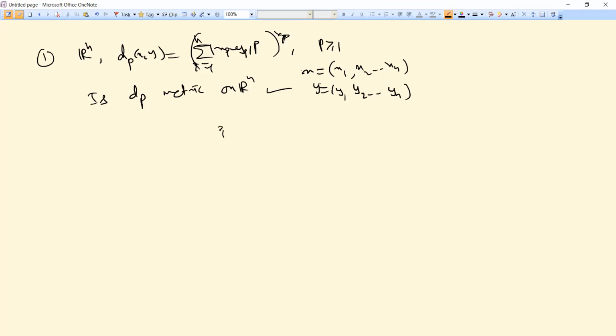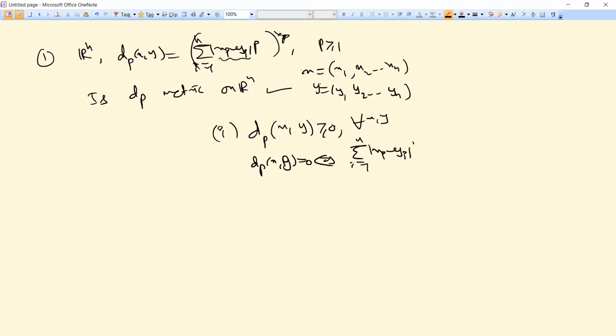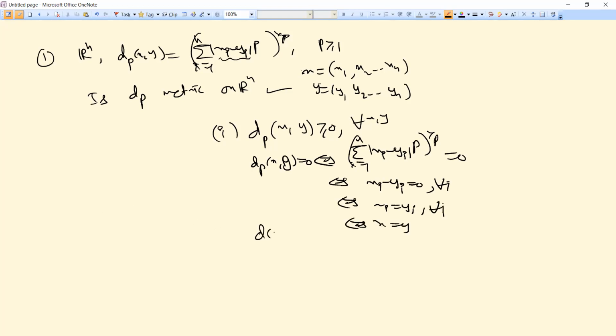Why is it a metric? The first condition is redundant because the modulus is there. Therefore dp of x comma y, the LP metric, is always non-negative: mod of xi minus yi is non-negative, whole power p is non-negative, whole power 1 by p is non-negative. This is true for every x comma y. The distance between x and y is 0 if and only if summation of mod of xi minus yi whole power p whole power 1 by p equals 0. The modulus is 0 if and only if each one of them is 0, that means xi equals yi, that is x equals y. These are the redundant conditions. The symmetry property is also direct because there is a modulus.